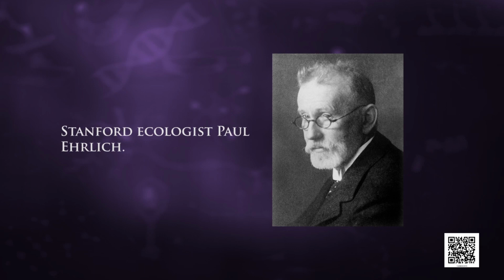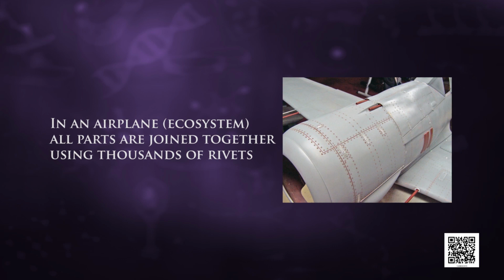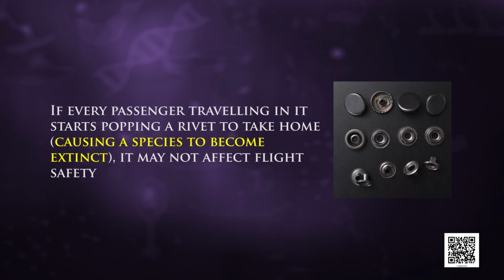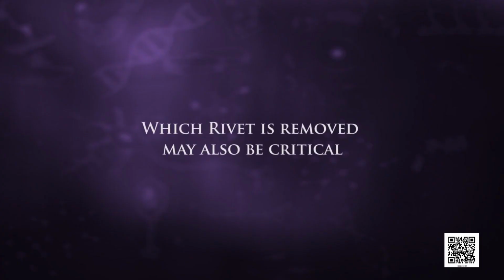The rivet popper hypothesis, used by Stanford ecologist Paul Ehrlich. In an airplane, which may be considered an ecosystem, all parts are joined together using thousands of rivets, which could be a substitute for the term species. If every passenger traveling in it pops out a rivet and takes it home, causing a species to become extinct, it may not affect flight safety or the proper functioning of the ecosystem initially. But as more and more rivets are removed, the plane becomes dangerously weak over a period of time. Furthermore, which rivet is removed may also be critical. Loss of rivets on the wings is obviously a more serious threat to flight safety than loss of a few rivets on the seats or windows inside the plane.